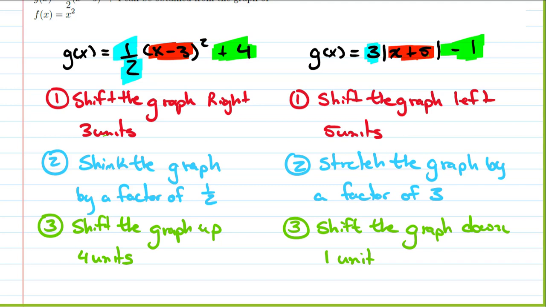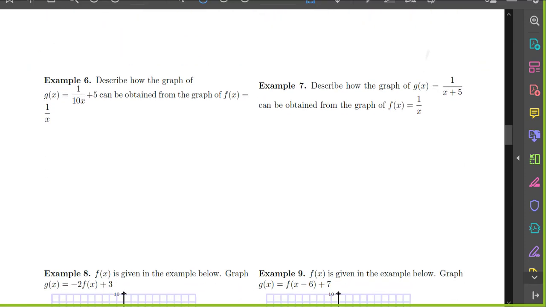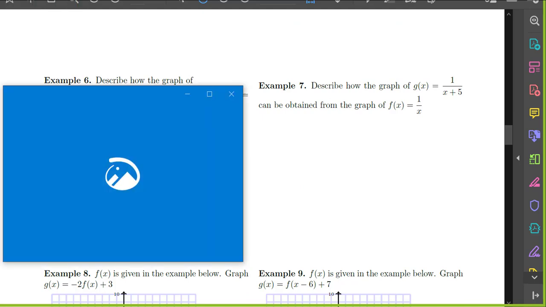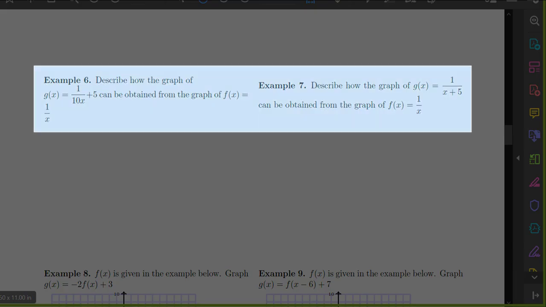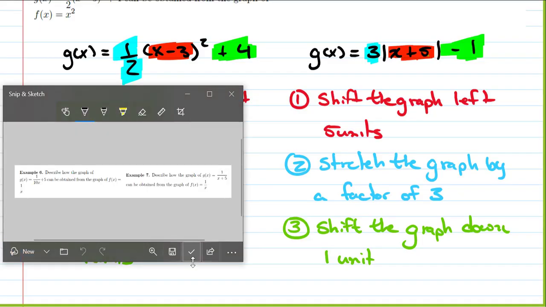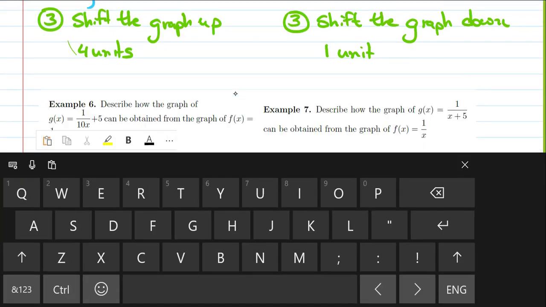The number on the outside, if it's positive, shifts the graph up, and if it's negative, it shifts the graph down. So this is the recurring theme for all of these problems. And as we saw, this handout just has a nice summary of all of these things. So let's take a look at our next two, and see what we end up with.